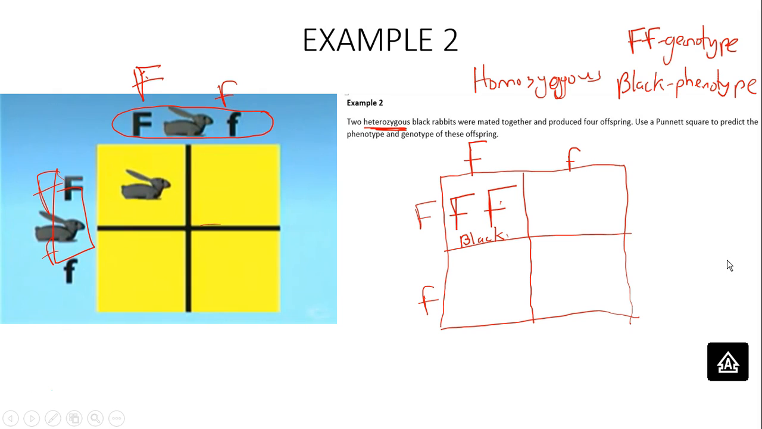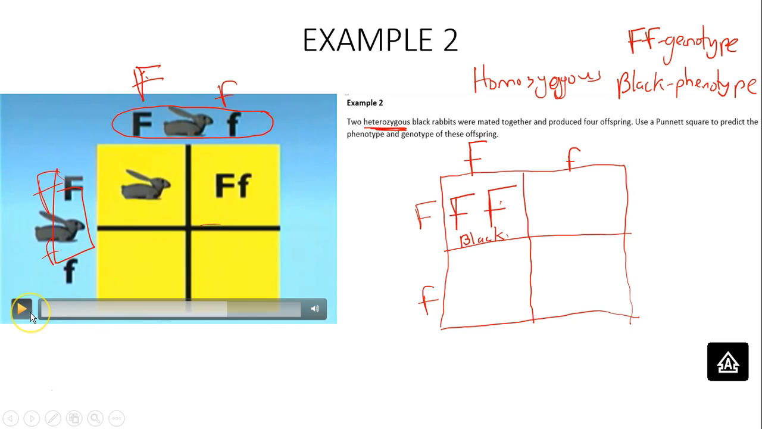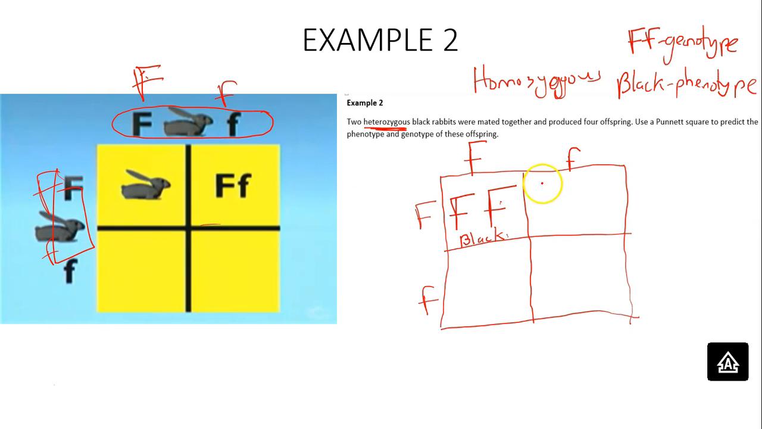This offspring will get a black gene from the parent on the left and a white gene from the parent on top. Okay, so black gene from the parent on the left, white gene from the top. Alright. Now can you guess what color it will be? It'd be black because the big F gene for black is dominant over the small f gene. So these 2 are going to be black.